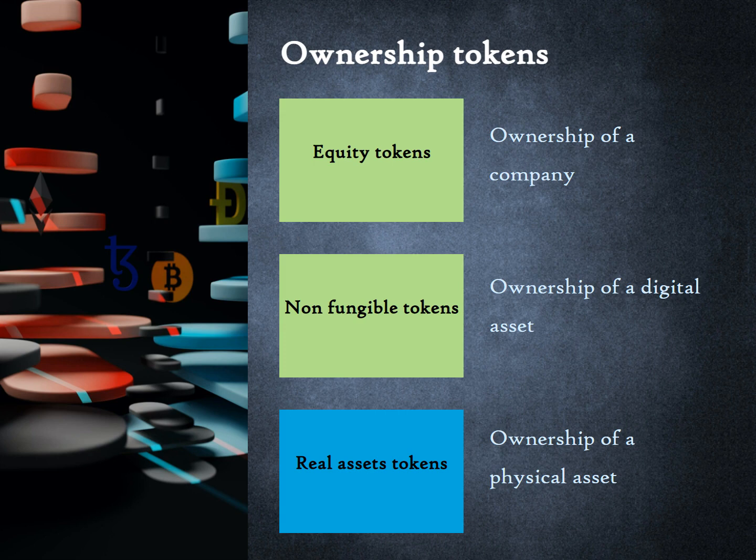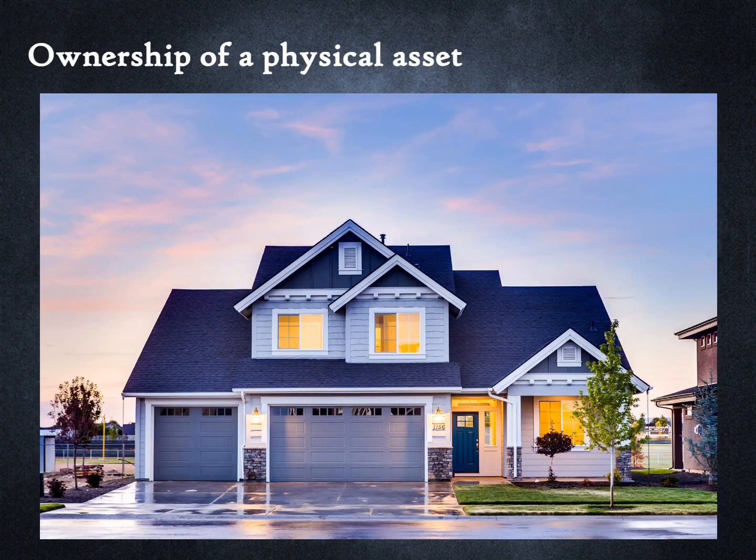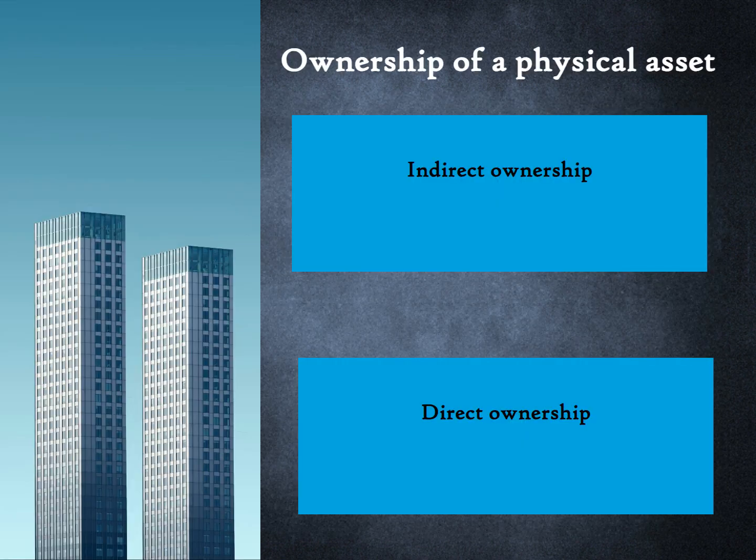Next, we will discuss tokens that represent ownership of a physical asset. In this illustration, we will cover an example of one type of a physical asset, namely real estate. We can distinguish between two forms of ownership of a physical asset. One is indirect via an equity ownership structure. The second is a direct ownership structure.